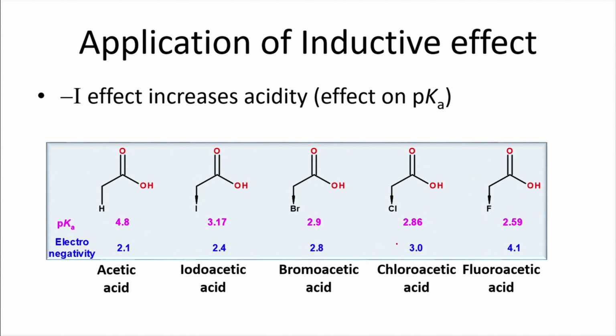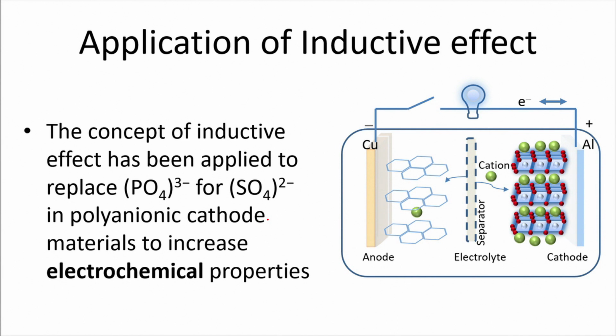Here again, this example we have already seen in the beginning, and the application of inductive effect can also be used for the electrochemical properties of various metals. In this particular case, the phosphate ion is replaced by the sulfate ion in a polyanionic cathode material to increase the electrochemical property. So, this is again based on the inductive effect. These are some of the varied applications of inductive effect.